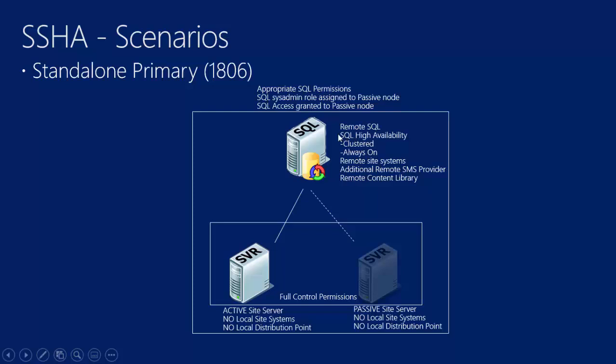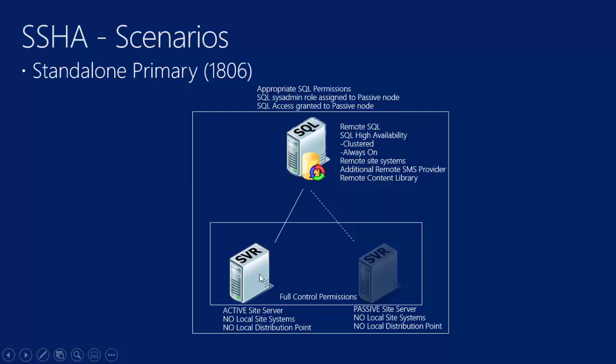Here's another point. If you're going to configure your site servers for high availability, you should also configure SQL for high availability. That could be through clustering, that could be through Always On. Again, in my lab, you're not going to see that SQL is configured for high availability. It's not necessary for testing this and setting it up, so I didn't do that. But in a production environment, it just makes sense. If you have one set for high availability, the other should be set for high availability too. It'll, again, be remote from the site systems.